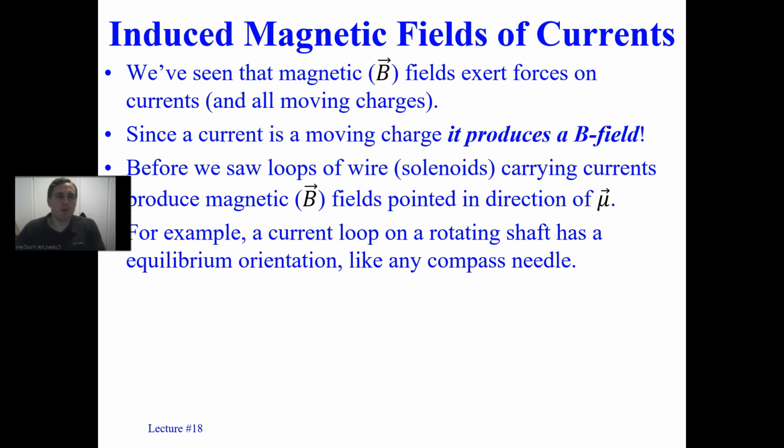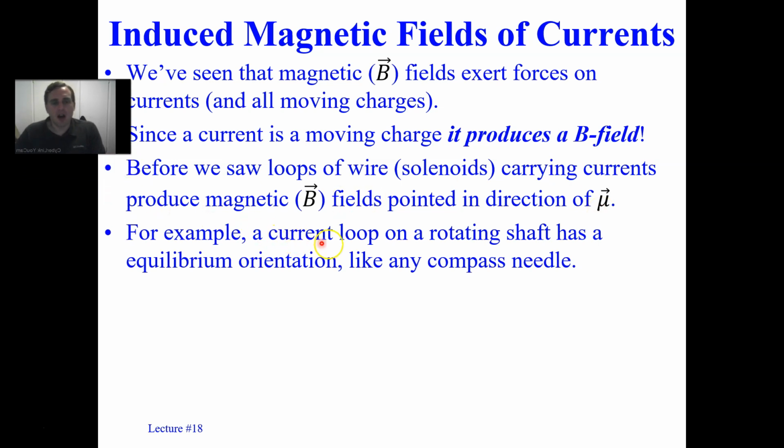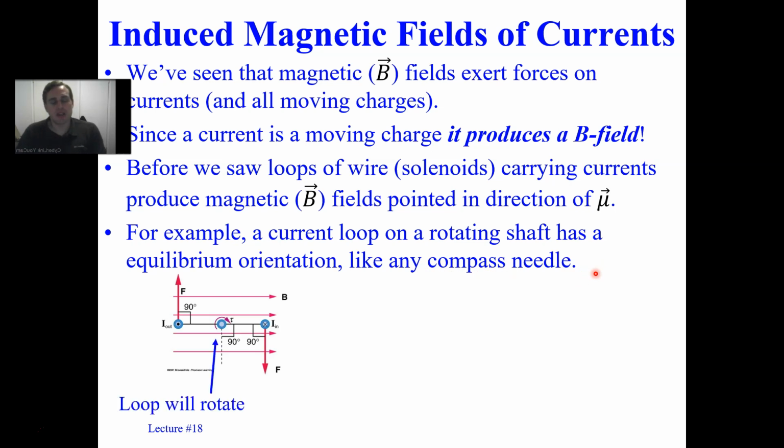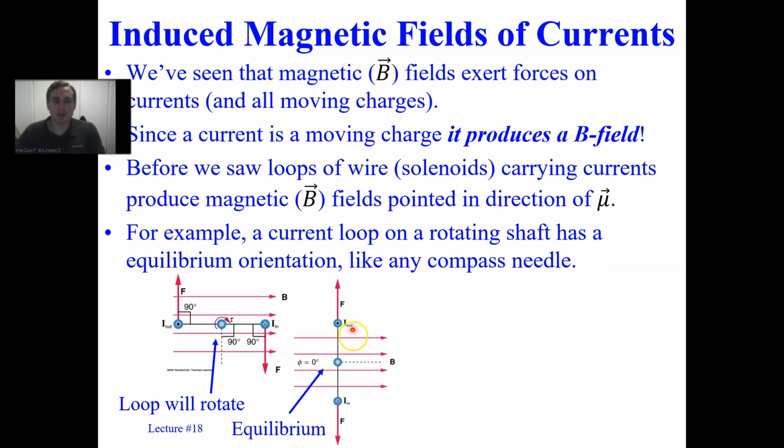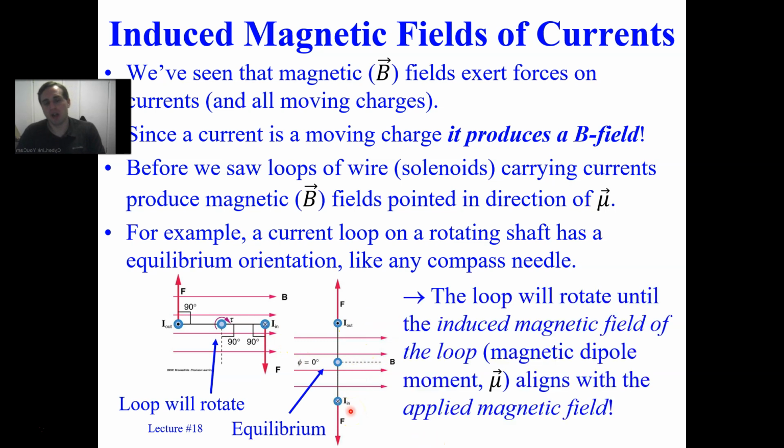Okay? Now, for example, a current loop in a rotating shaft has an equilibrium orientation, like any compass needle. So, in that situation we see pictured down here, the loop will rotate. But in this situation, the loop is in equilibrium. It will not rotate. So the loop will rotate until the induced magnetic field of the loop, that is the magnetic dipole moment, mu vector, aligns with the applied magnetic field.